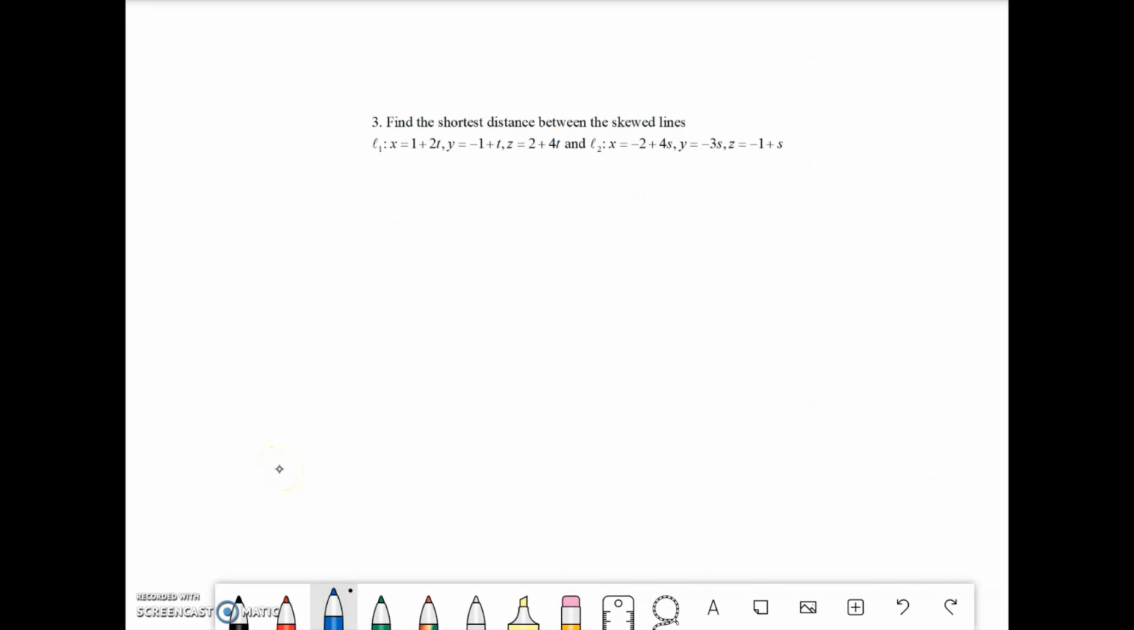Okay, let's try the last example, finding the shortest distance between skew lines. So this falls under case 3. So we have here the equation of line 1 and line 2. First I want to draw the figure of this so that you can understand more, you can imagine what I'm going to talk about.